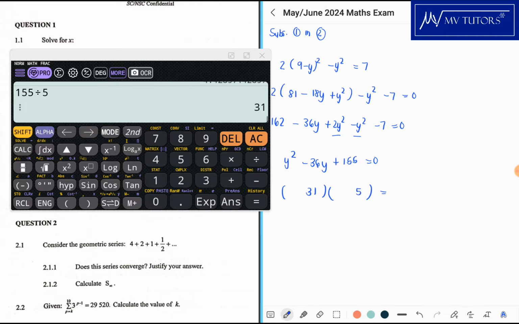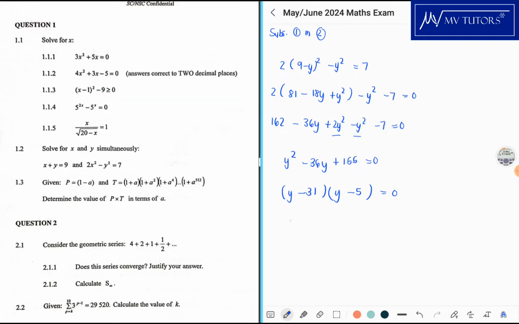Okay, let's put the y's. So which one goes away? So minus 31 minus 5 will give me minus 36. Okay, so here we go. And then now my answers, y is equal to 31 or y is equal to 5. So that's just the first part.